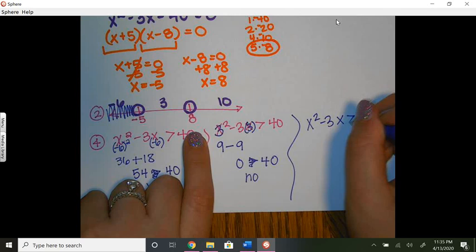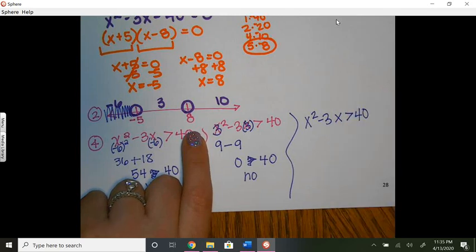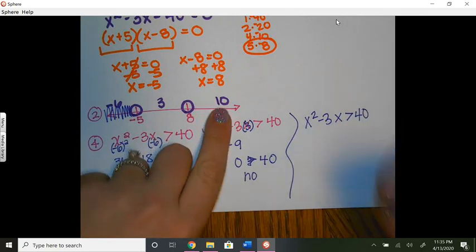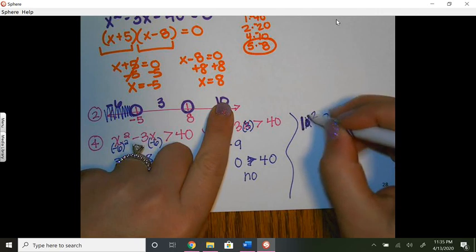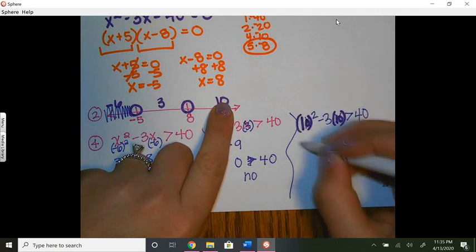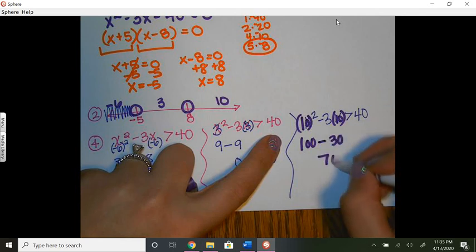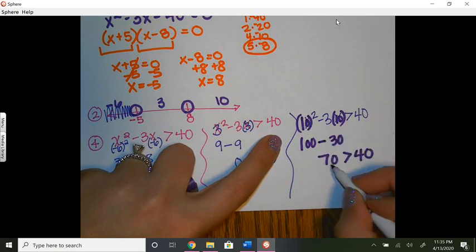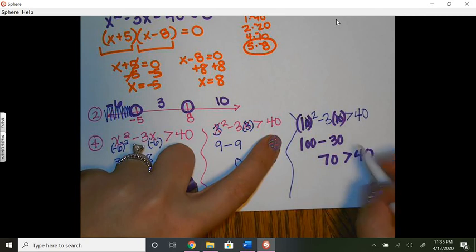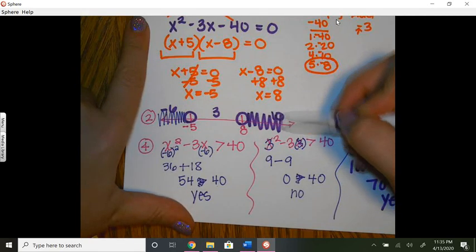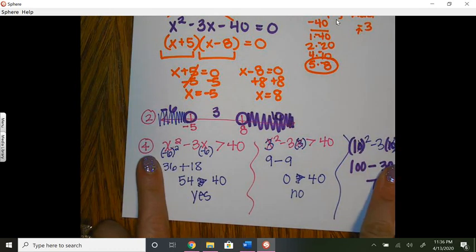Go back to the original problem and take out the x, and I'm going to put the number I chose, which was 10. If you don't want 10, pick something else. So I'd have 10 squared is 100, minus 30 is 70. And this is true. 70 is greater than 40. Yes. So that means we're going to shade over here. So that all was step 4.